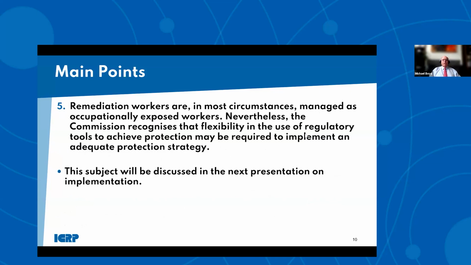Remediation workers are, in most circumstances, and this is our fifth main point, managed as occupationally exposed workers. I think there's been a lot of discussion around the implementation of publication 103 about how to treat occupational workers. But nevertheless, the Commission recognizes that flexibility in the use of regulatory tools to achieve protection may be required to implement an adequate protection strategy. And this subject will be discussed in Analia's presentation following mine. So those are our 5 main points.